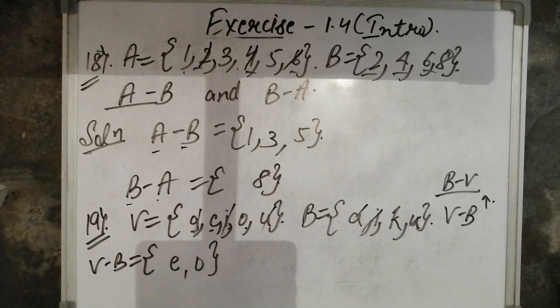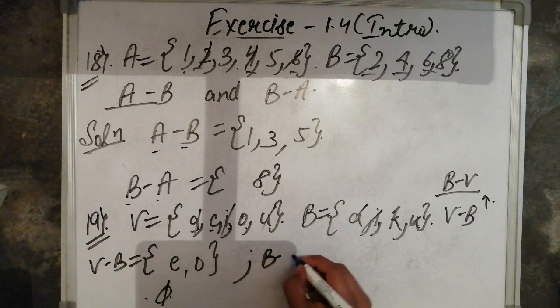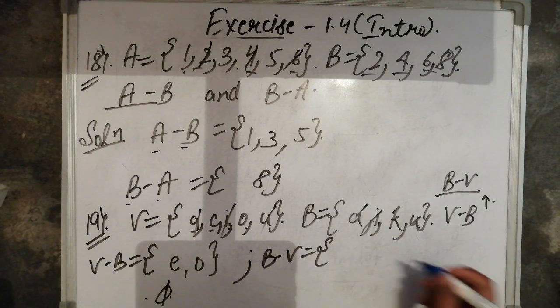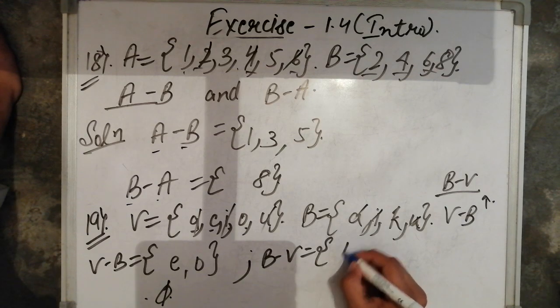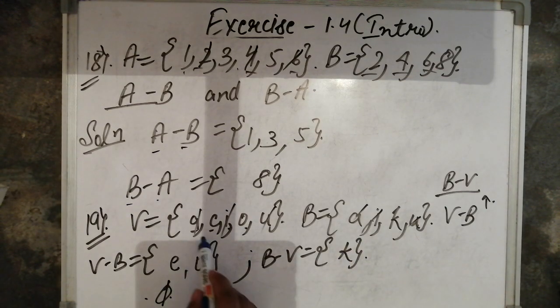And students, what if the V set was equal to the B set? We would have the empty set remaining. Okay, now let's talk about B minus V. B minus V will contain K, because K is not present in set V. Okay, this was the last example of this video and this exercise 1.4 intro as well.